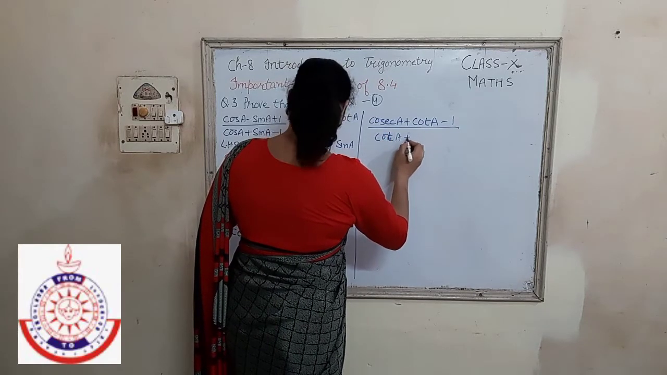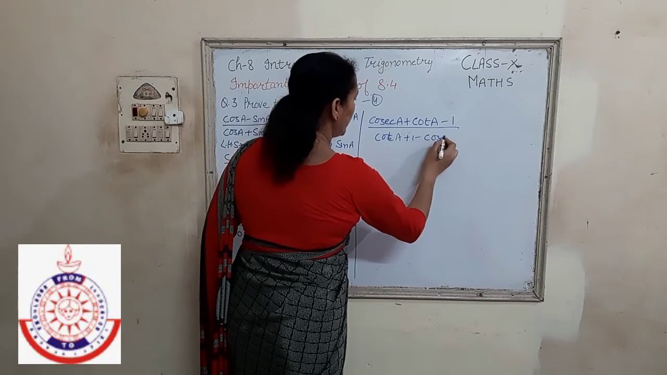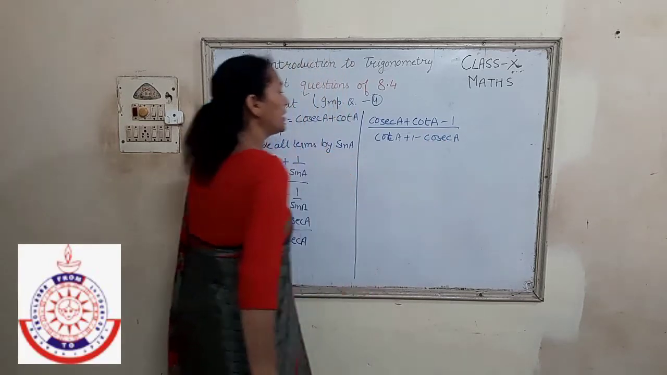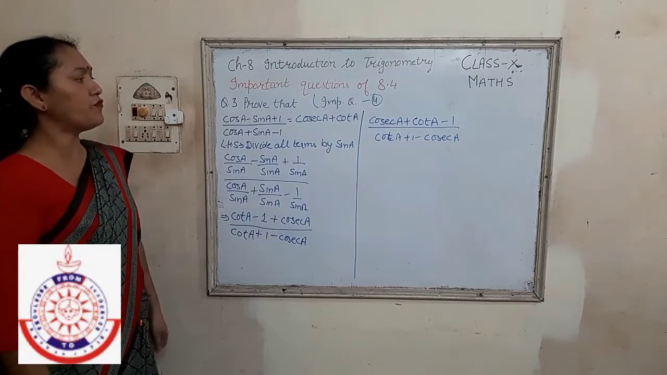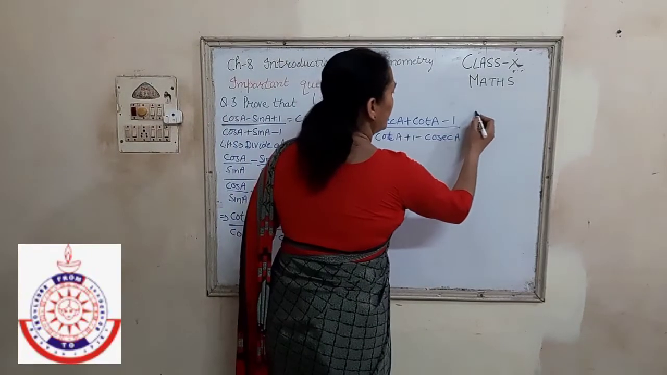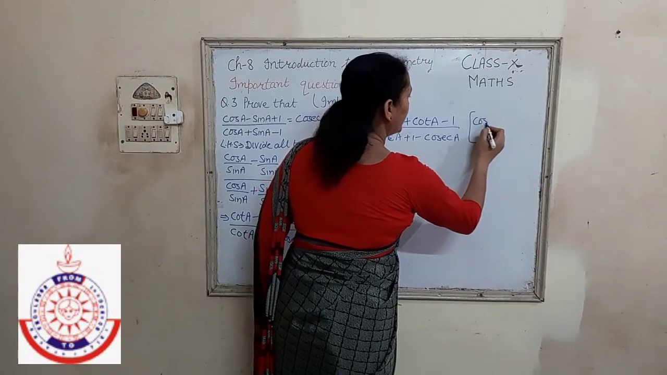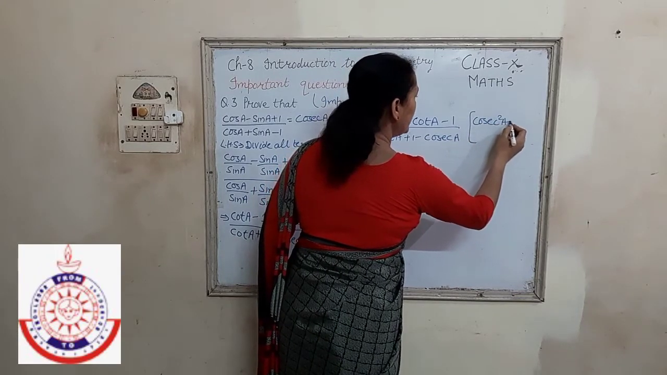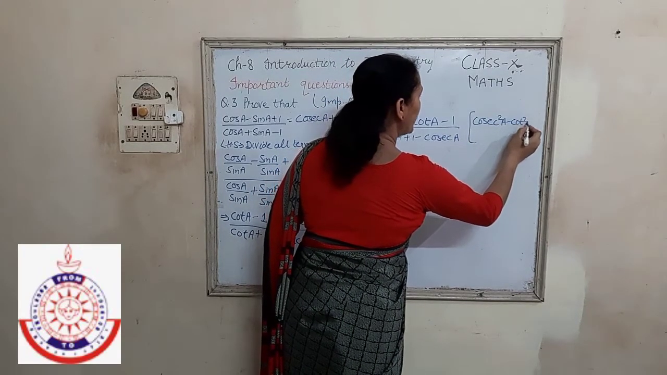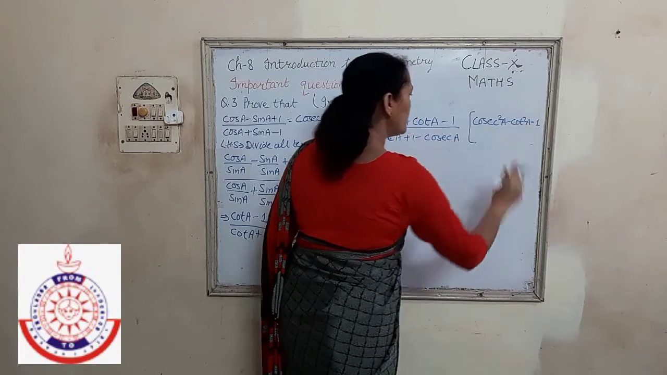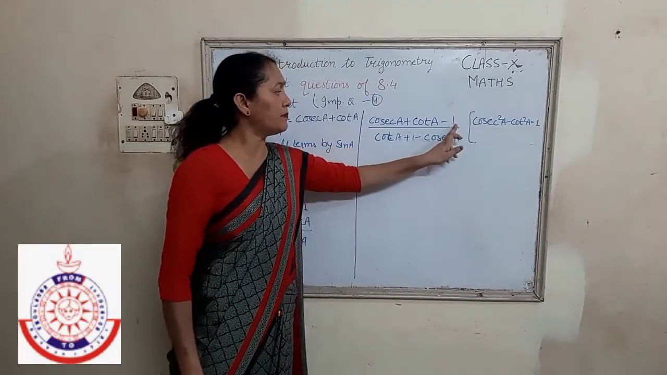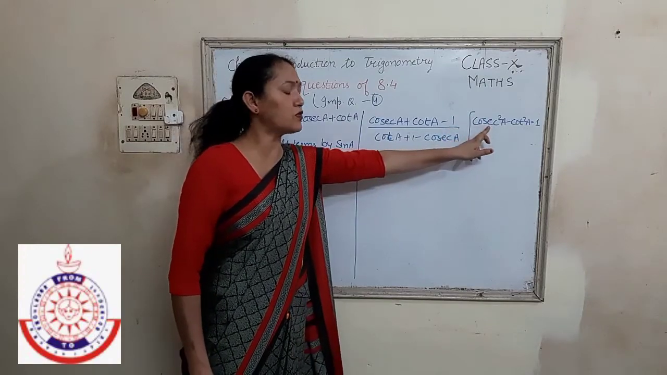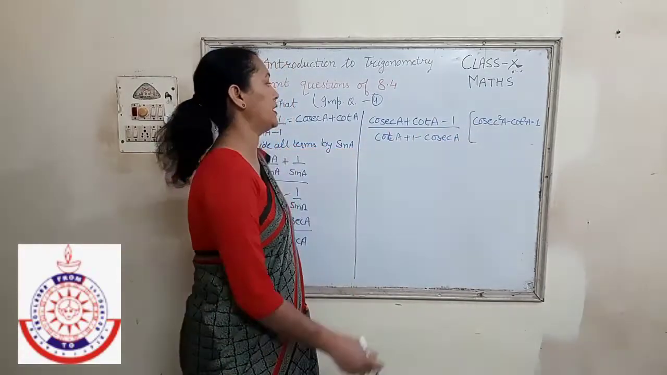Cot A plus 1 minus cosecant. I have not done anything with the denominator. Here, again one more important step. In place of 1, when we have done identities, we have used this identity that cosecant square A minus cot square A equals 1. So we will be using this identity here. In place of 1, we will be writing this cosecant square minus cot square.